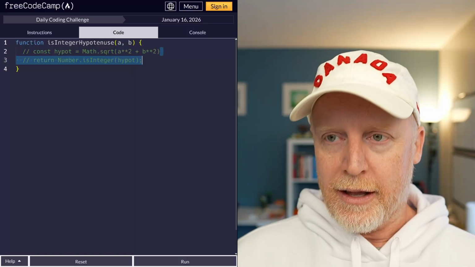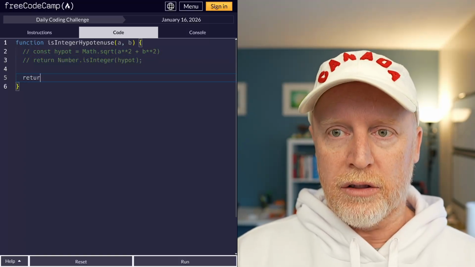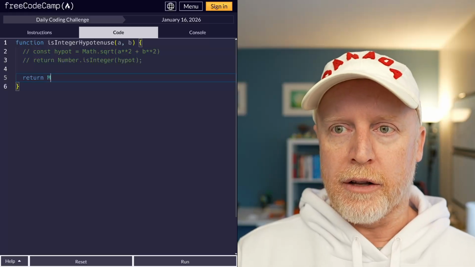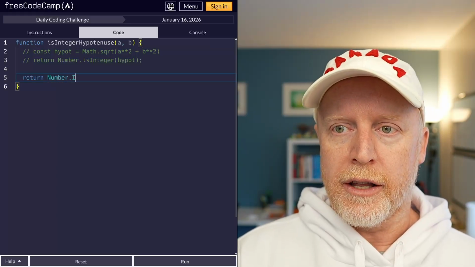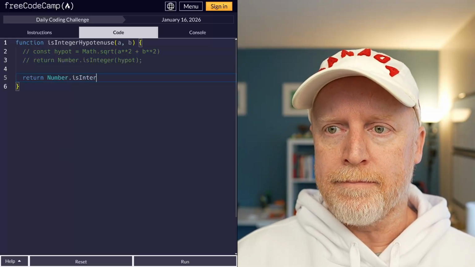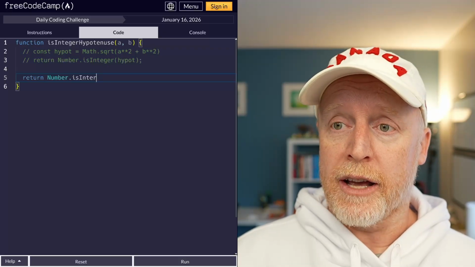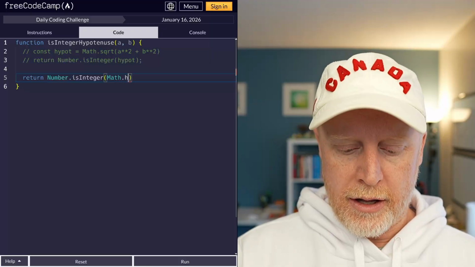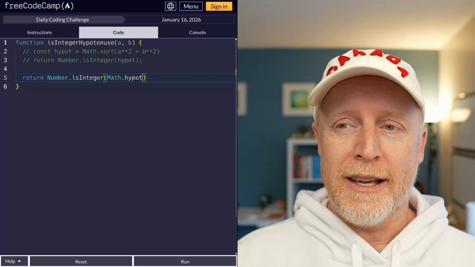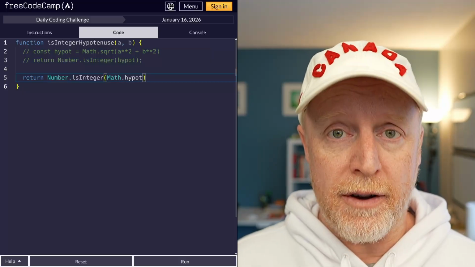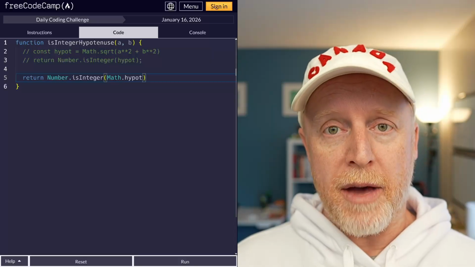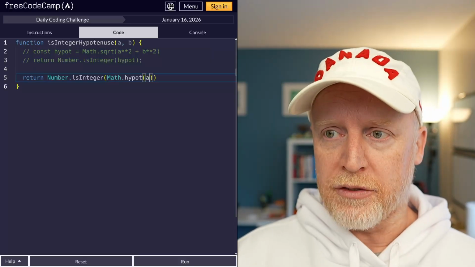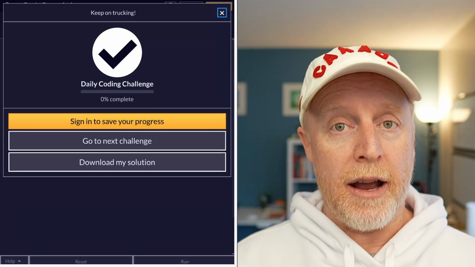So commenting this out, we can actually go a little bit shorter, right? Do a bit of a one-liner by getting that Number.isInteger again, because we're always going to use that, okay? Spell it right. And inside of here, we can go Math.hypot. So inside of the Math interface, there is a static method that will give us that result, right? And we just pass in a and b, and everything works.